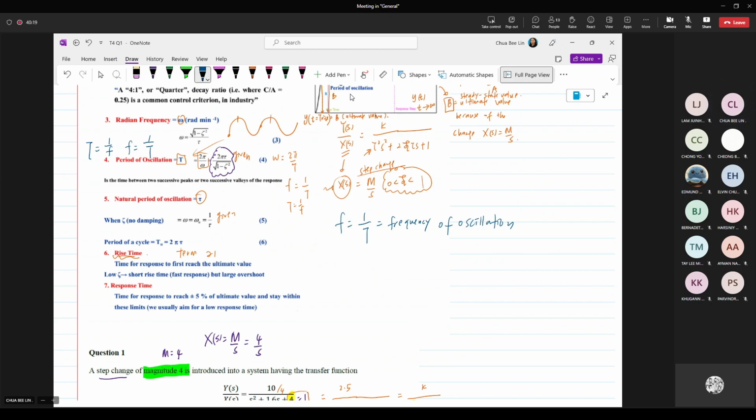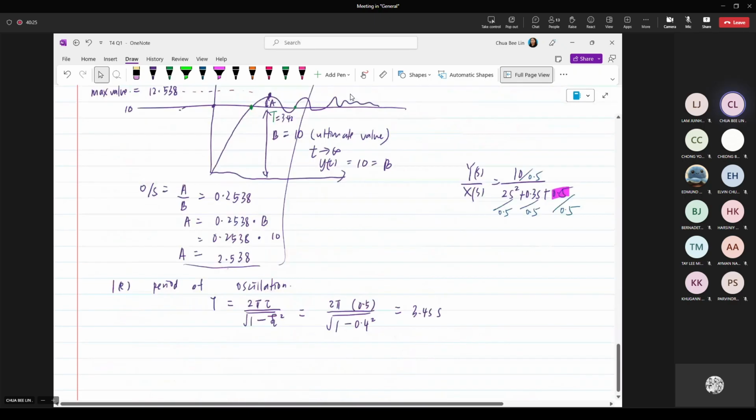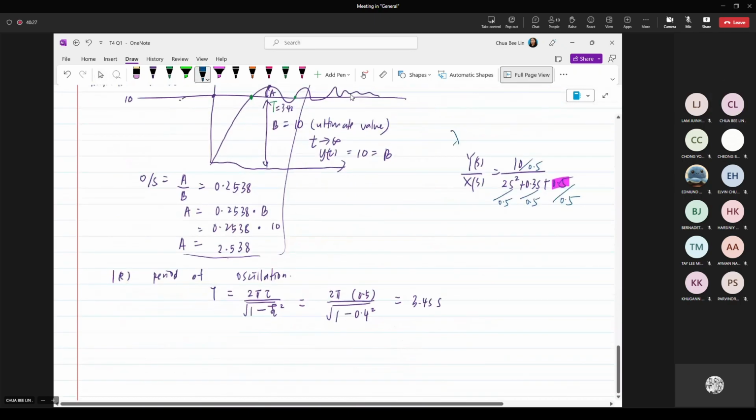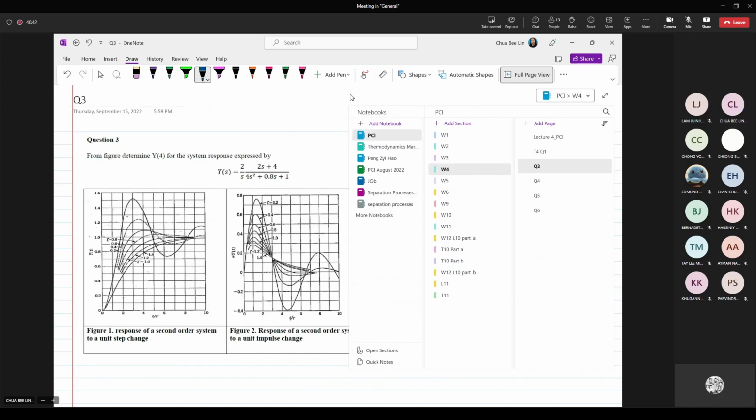Okay, so this one, example 2, question 2 is the additional example where you have to divide the whole thing by 0.5 to make this term equivalent to 1, same like the first question. Okay, so proceed. Question 3.